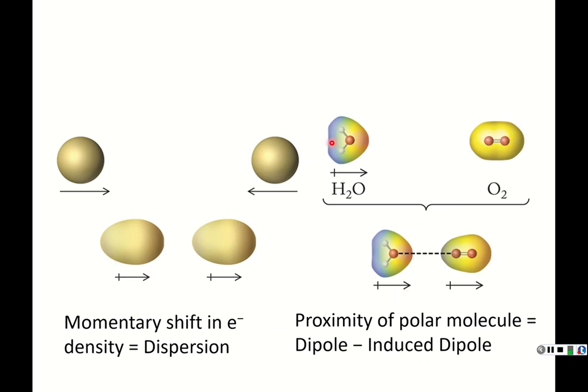The other option is where you have a polar molecule coming close to a nonpolar molecule, and just the dipole that the polar molecule possesses is enough to induce a dipole in the nonpolar molecule. So the dispersion force, you can think of as a momentary shift in electron density. A dipole-induced dipole is really just the proximity of a polar molecule creating that dipole.